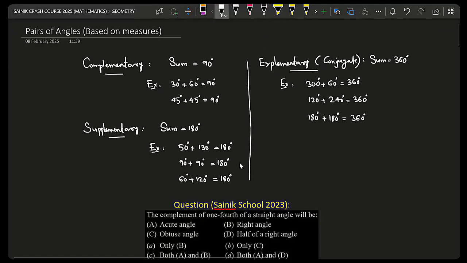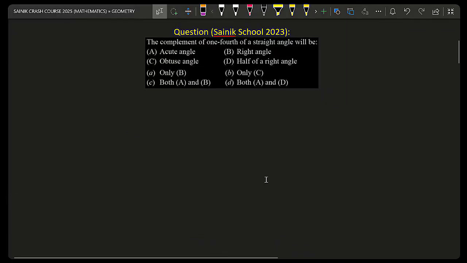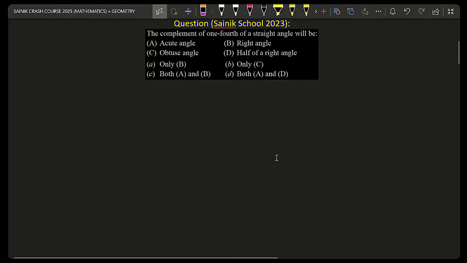There is a question from the 2023 exam. The complement of 1/4 of a straight angle will be. Who will answer this question? Raise a hand if you want to answer this. Yes, Harini, can you read the question? Sir, the complement of 1/4 of a straight angle will be.